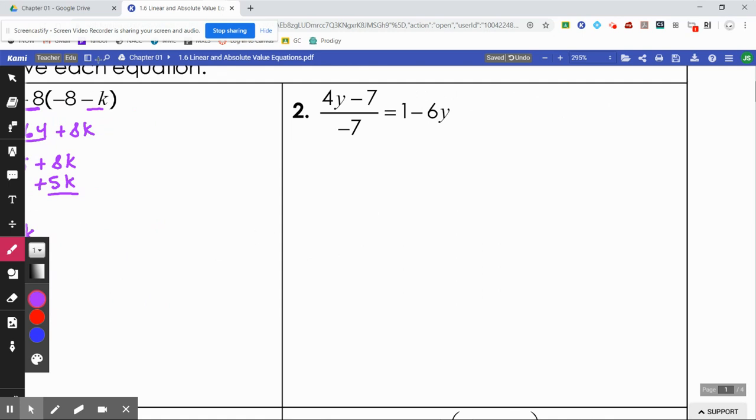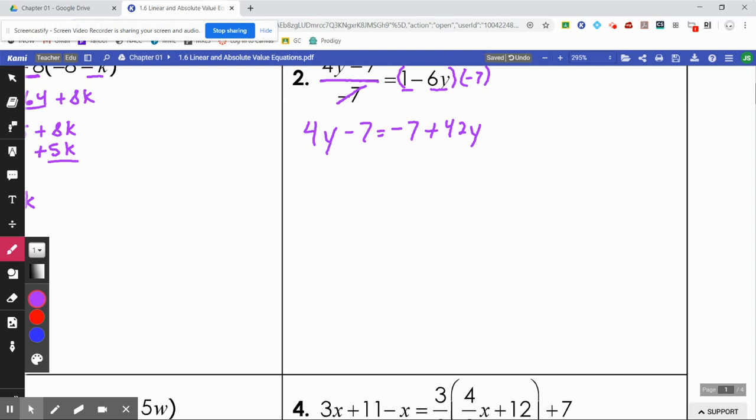Now, anytime you have a whole side being divided by something, you really need to take care of that first, and there's two ways of doing it. You could use the distributive property by dividing everything by negative 7, which wouldn't be a problem here. However, this would end up with a decimal fraction, so let's do it the other way. To get rid of divided by negative 7, we can mark it out and multiply by negative 7. We can just distribute there. So the 4y minus 7 is now by itself. Negative 7 times both of these would be negative 7 plus 42y.